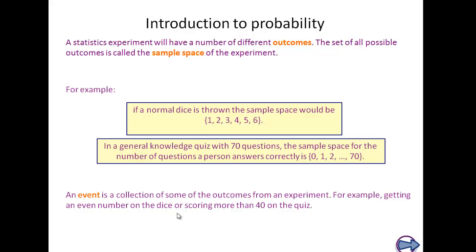An event is something that happens. It's a collection of outcomes from an experiment. For example, getting an even number on the dice could be considered an event, or scoring more than 40 in the quiz.